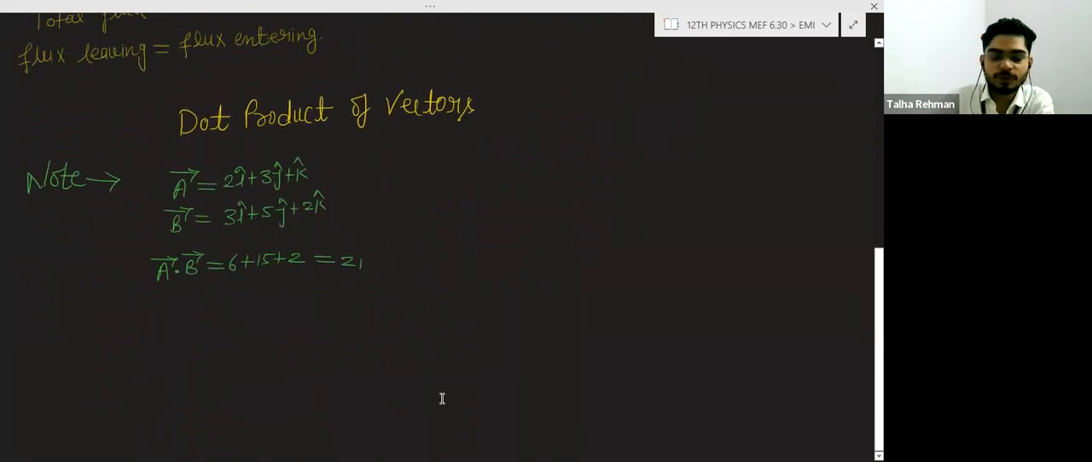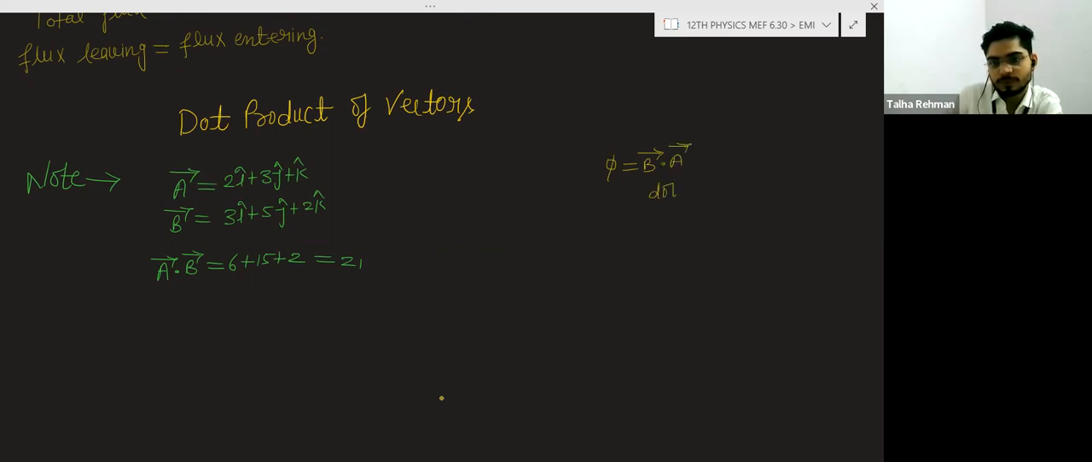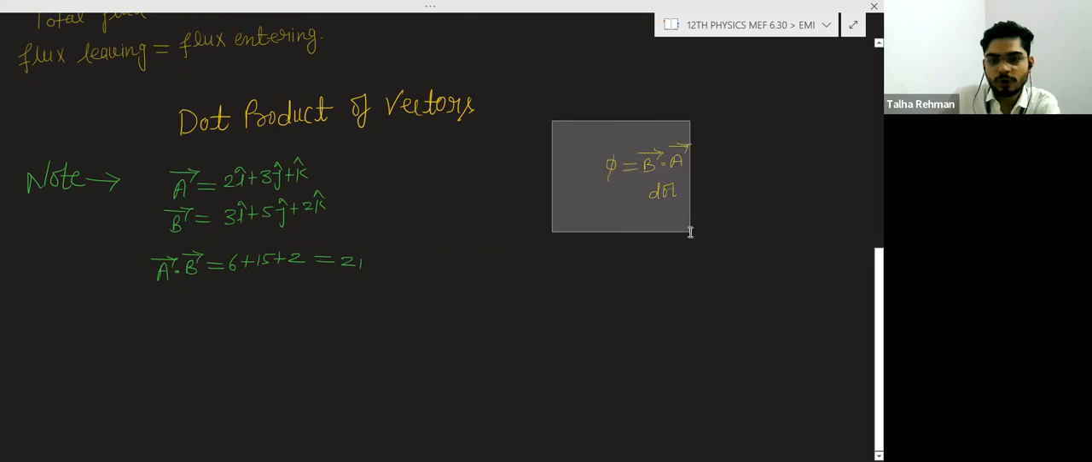So now you should know what the dot product of two vectors is, because we will solve questions on magnetic flux. We should know the dot product because we will have this formula: phi is equal to B dot A. So this is the dot product of two vectors.